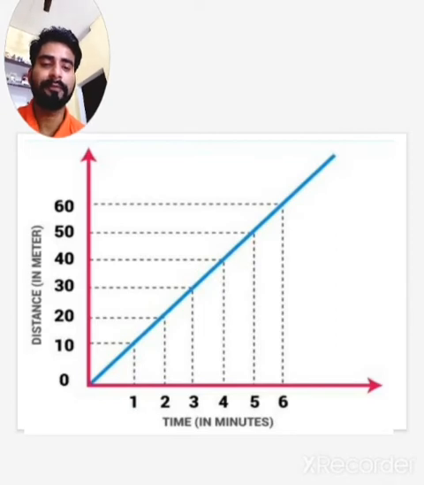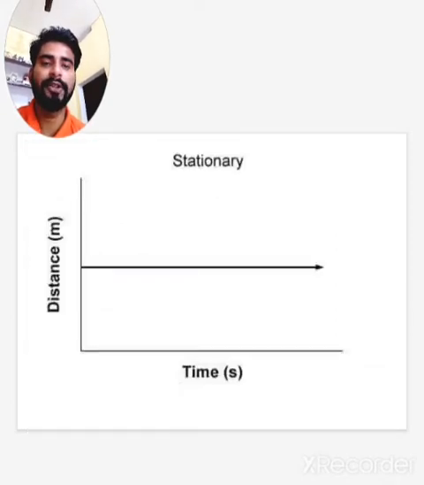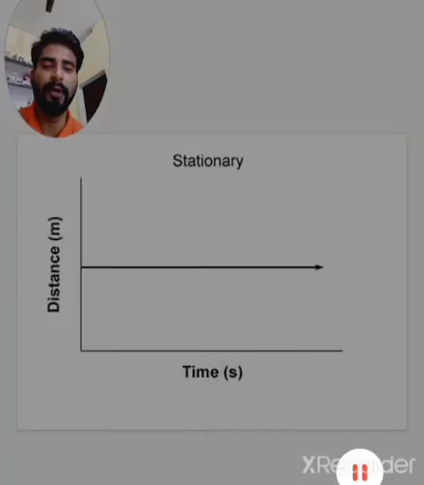Okay. After that, this graph shows the body is stationary, which means the body is at rest. If the body is at rest, we get a line parallel to the x-axis, parallel to the time axis. This graph shows a stationary body.